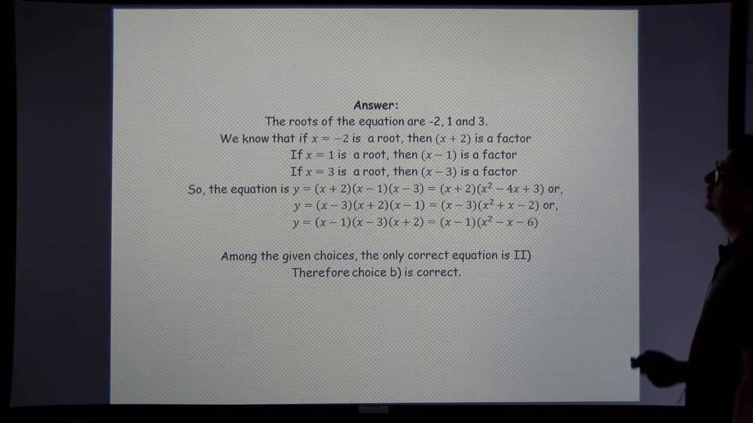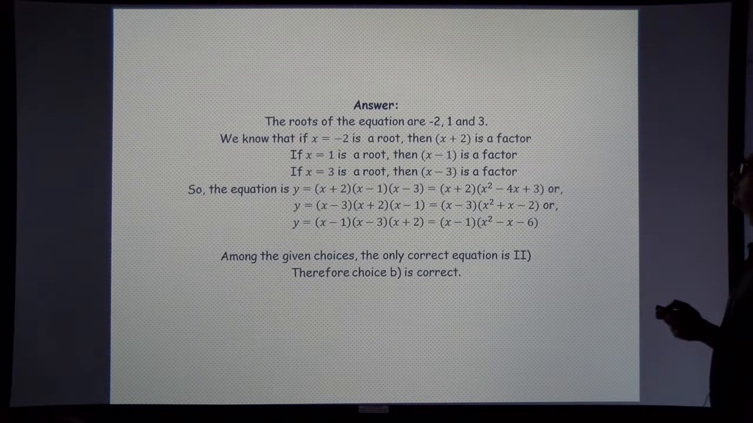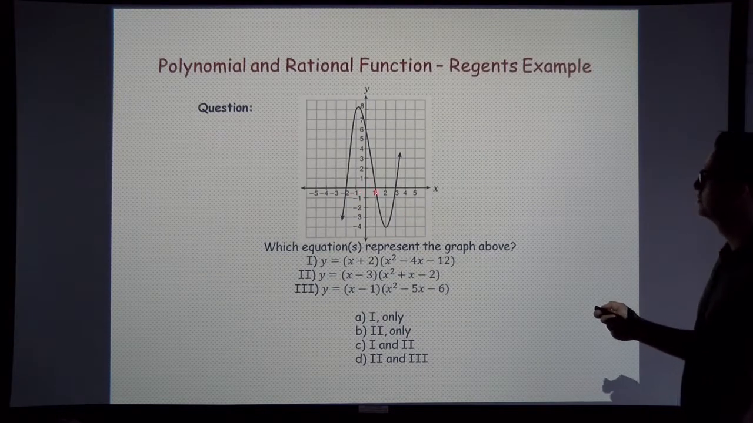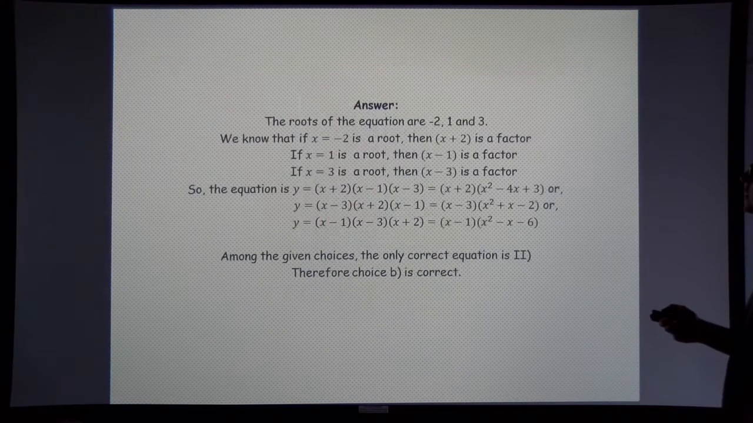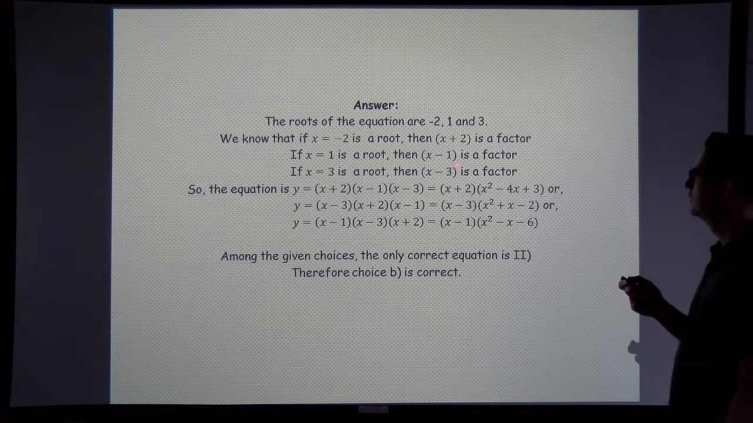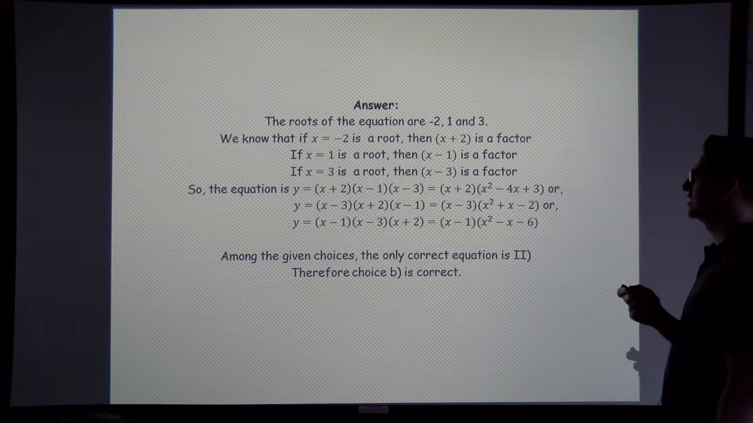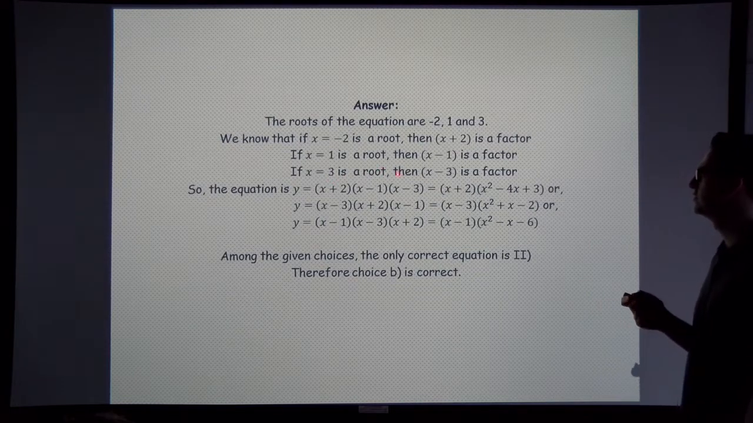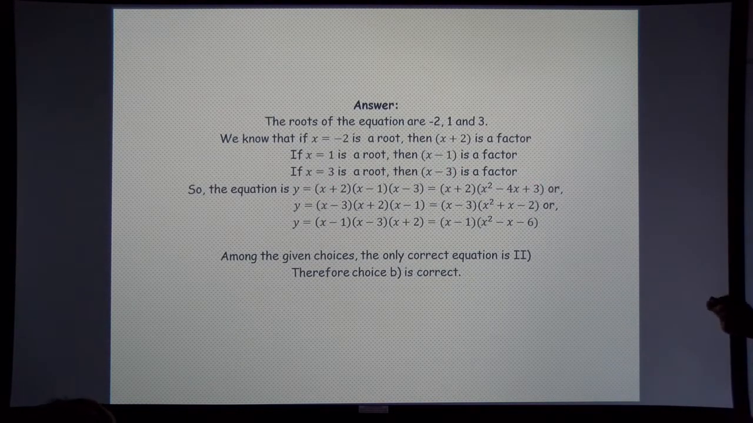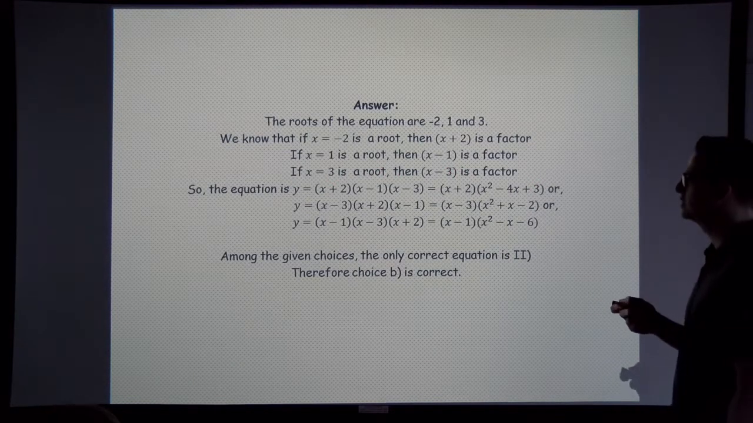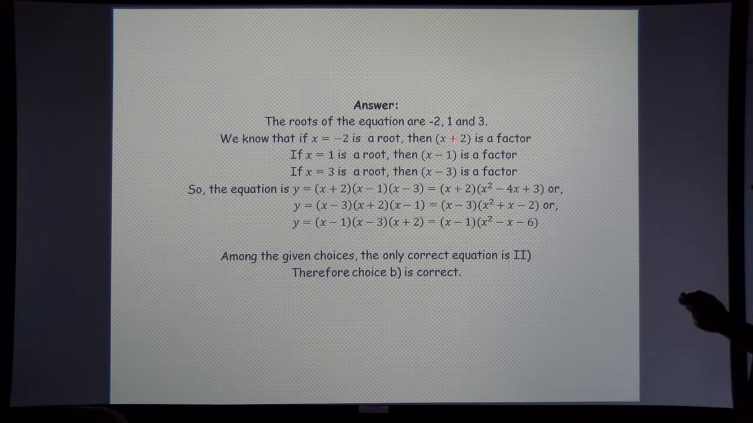So if we look at our answer here, the roots of our equation we know are -2, +1, and +3. So we know that if x equals -2 is a root, then x plus 2 is a factor. If x equals 1 is a root, then x minus 1 is a factor. If x equals 3 is a root, then x minus 3 is a factor. So our equation is y equals (x plus 2) times (x minus 1) times (x minus 3).